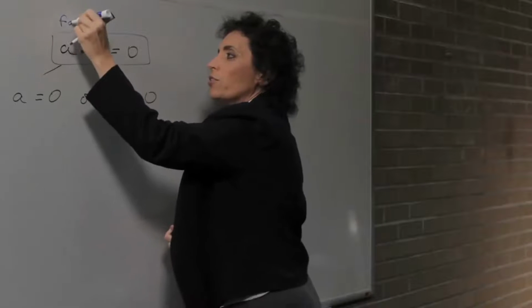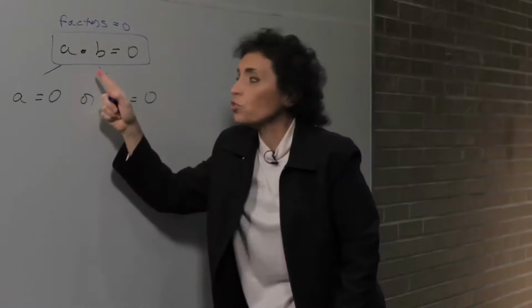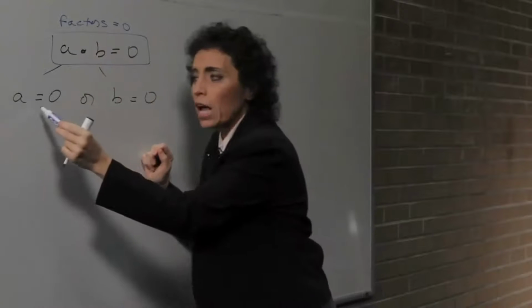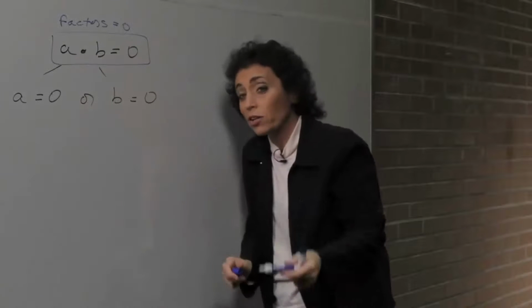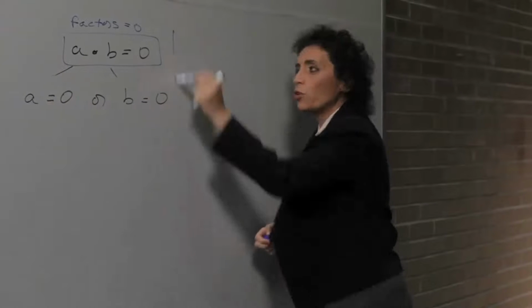We have factors equal to 0. Once you have factors equal to 0, that tells me that at least one of the factors is 0. You're hearing me again, right? At least one of the factors is 0. That's not true for anything else we do.